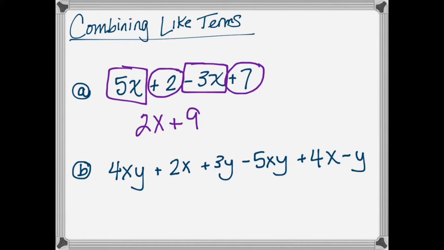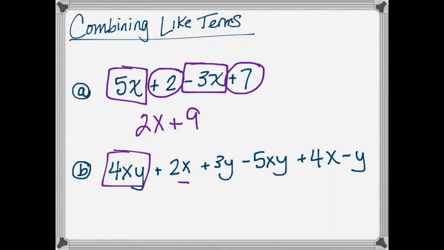So when we look down at B, it's a little more complicated. We have a lot of terms here. Our first term is 4xy. So I'm going to box that up. And then I'm going to look for like terms. The next one in my list says positive 2x. That's not going to be a like term for 4xy.